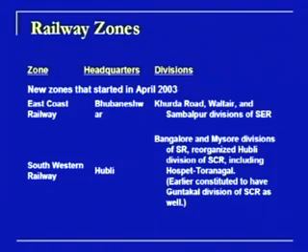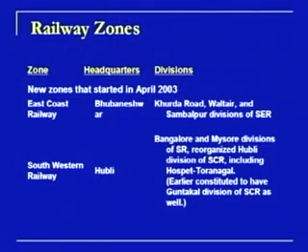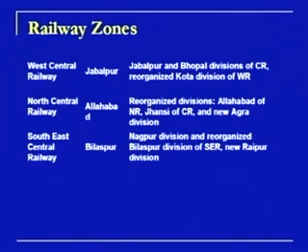Now we come to the different zone systems which have been adopted by Indian Railways. As we have seen previously, there has been a continuous change in the zoning system of Indian Railways, and based on the operational or administrative requirements, we have been making these changes. In 2003, some new zones were created. They were East Coast Railway, with its headquarter at Bhubaneswar, the South Western Railway, with its headquarter at Hubli, the West Central Railway with a headquarter at Jabalpur, the North Central Railway with a headquarter at Allahabad, and the South East Central Railway with a headquarter at Bilaspur. The different sections or divisions which come under the purview of all these zones have also been shown here.